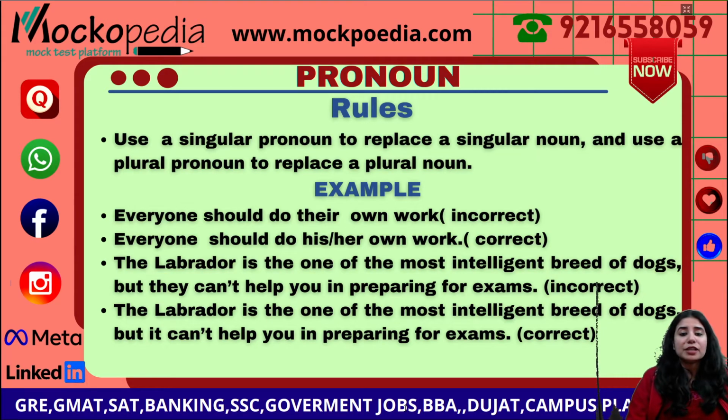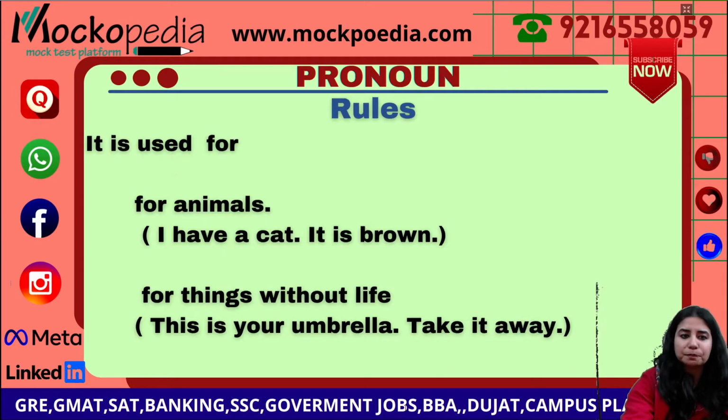The Labrador is one of the most intelligent breeds of dogs, but they can't help you in preparing for exams. So, out of so many breeds, we are talking about one Labrador. So, they would be incorrect. Rather, we are going to use it. So, for animals, you use it, right? Don't get worried about why we are using it for a dog, who's a living being. Yes, it is used for animals and for non-living things, right? So I am sure we are clear with both these examples. Wonderful. So let's continue learning and move to the next rule.